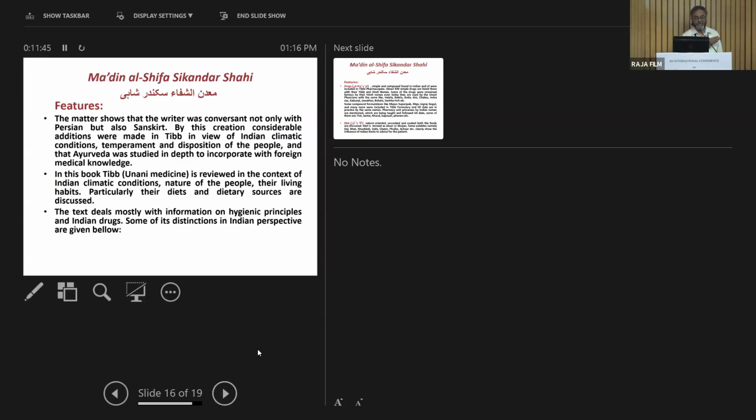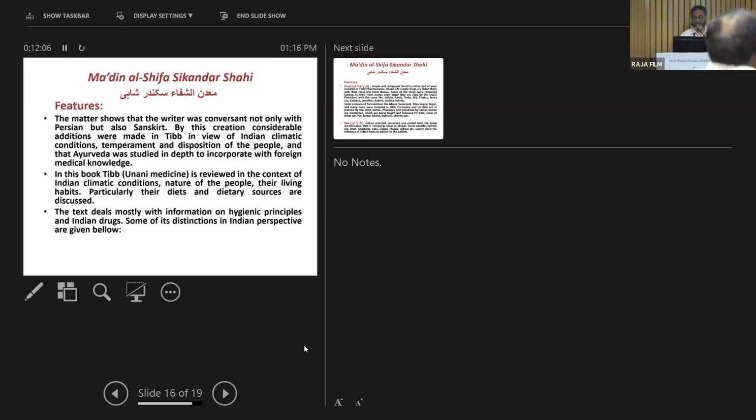There are some features of this book. The matter shows that the writer was conversant not only with Persian but also Sanskrit. By this creation, considerable additions were made in view of the Indian climatic condition, temperament, and dispositions of the people, and Ayurveda was studied in depth and incorporated with foreign medical knowledge.